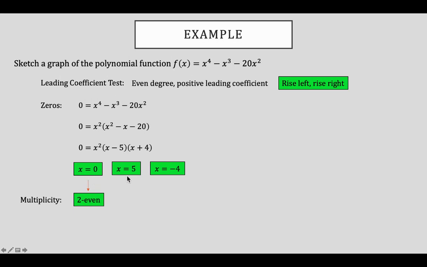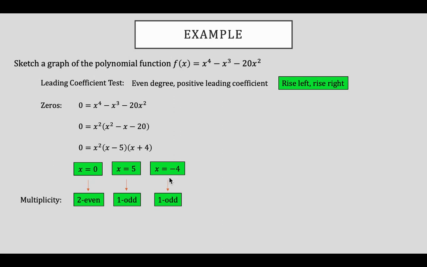What about the multiplicity of x equals 5? How many times does this factor or this zero occur? Well, this factor only occurs one time, which is odd, which means that the graph is going to go through the x-axis at x equals 5. And our final zero, x equals negative 4, this factor and this zero only occur one time as well. Odd multiplicity, meaning that it is going to go through the x-axis at that x-intercept.